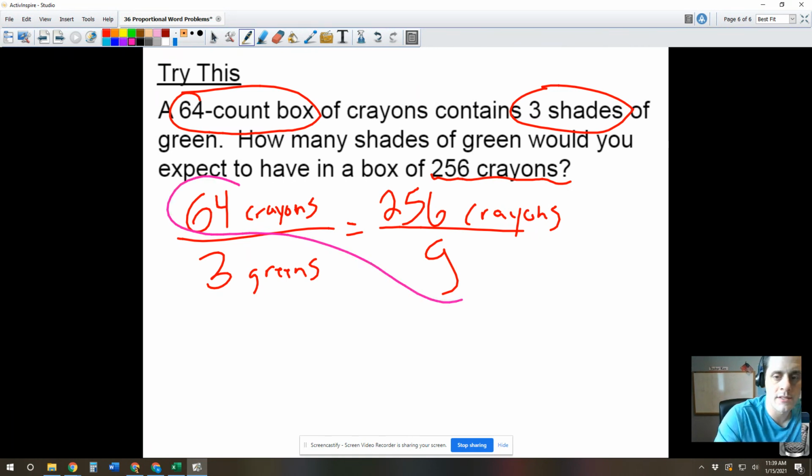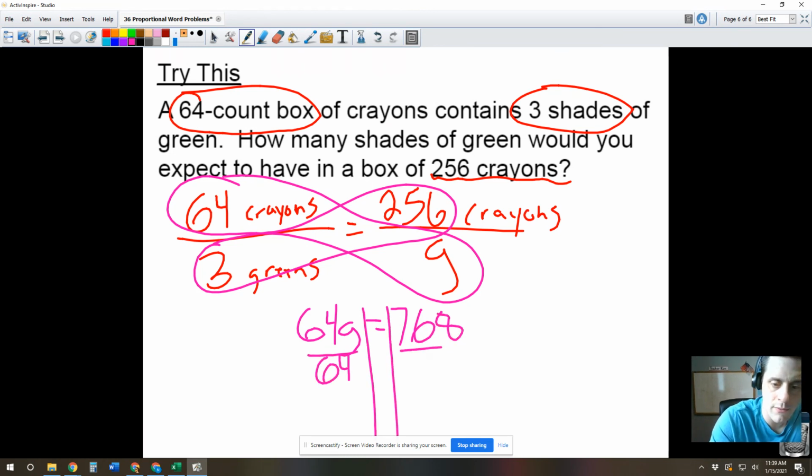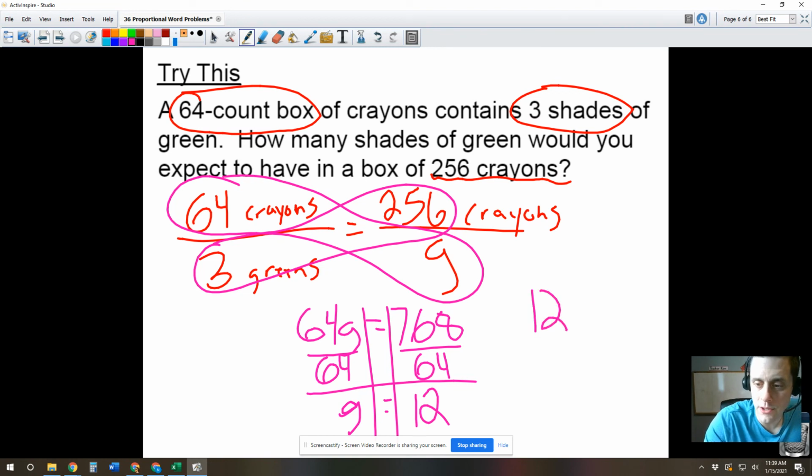Solving this, 64 times G is 64G. The other direction, 3 times 256. 3 times 256 in my calculator, 768. Let's solve this equation by dividing both sides by 64. And you should get a solution of G equal to 768 divided by 64, 12. So your solution, 12 shades of green.